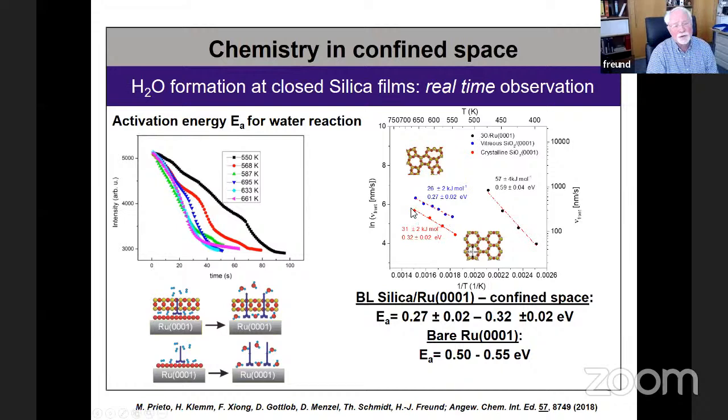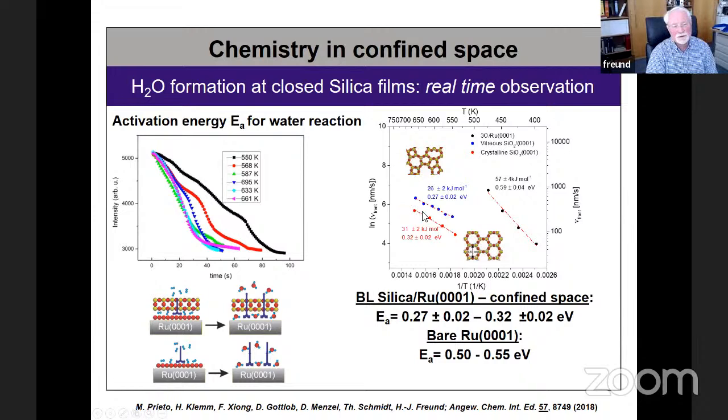This is the 1 over T to the logarithm of the velocity. And it shows you something, that is the vitreous film. This is the crystalline film. They're almost the same. There is a difference here, but the energy is apparently the same simply because the hydrogen is a small molecule. It doesn't matter whether you have 6 member rings or larger member rings.